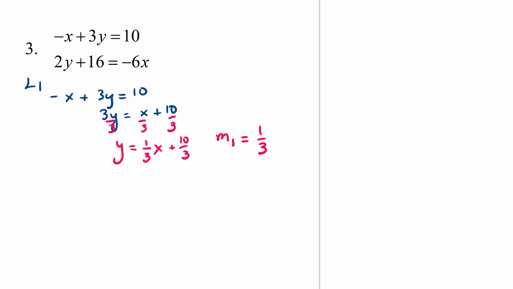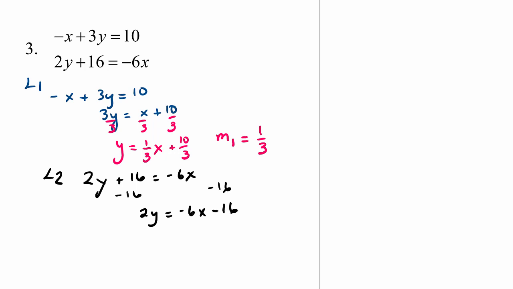Okay, beautiful. Let's look at the second line, L2. L2 is 2y plus 16 equals -6x. So we're going to subtract the 16 and get 2y equals -6x minus 16, and then we're going to divide by 2, and we get y equals -3x minus 8. So we have m2, which is -3/1.